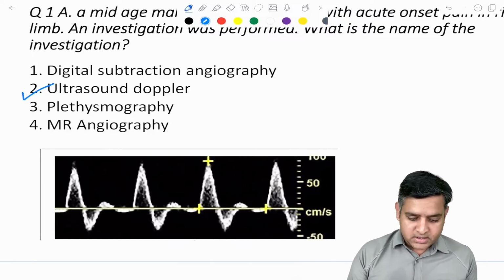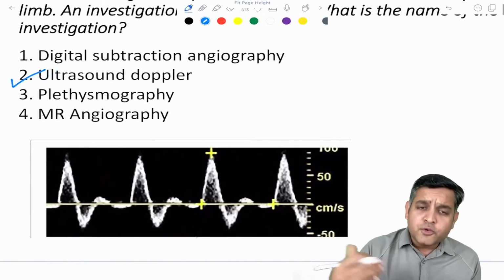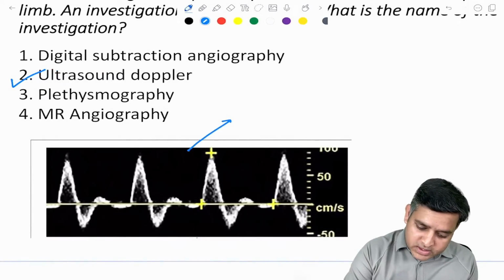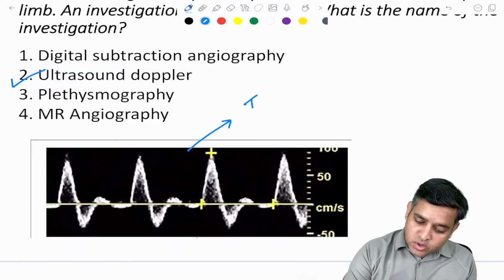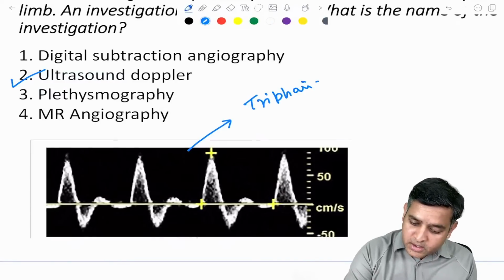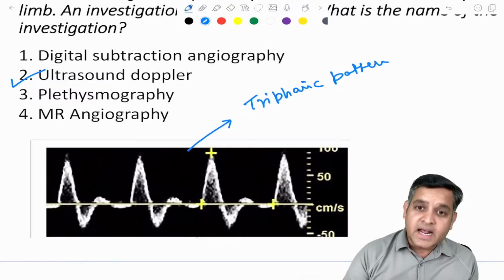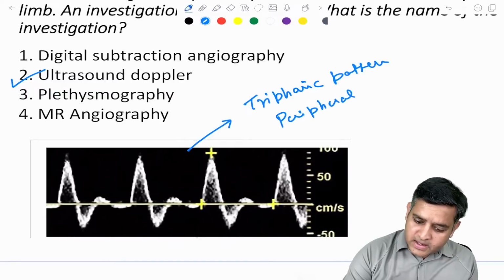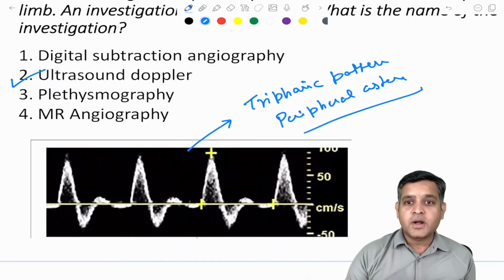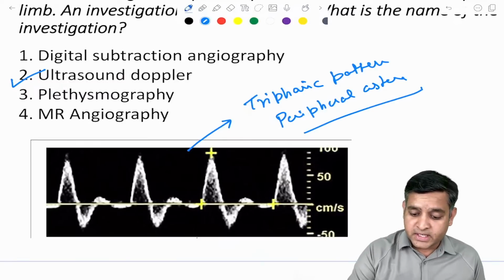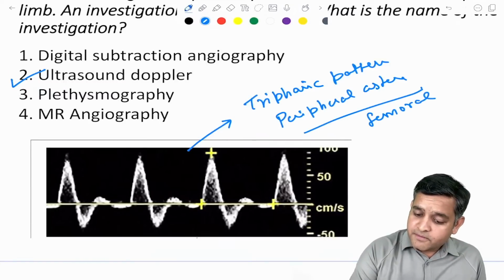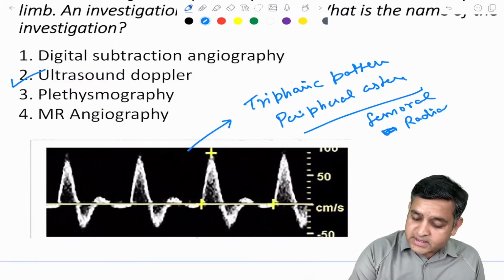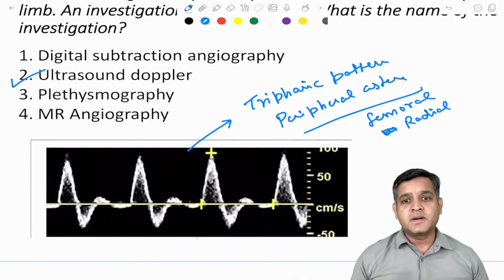In the future exam, please expect a much bigger question than this. The examiner will ask you what is the name of this pattern. This is called the triphasic pattern of Doppler. Remember that, triphasic pattern. And the triphasic pattern is a normal pattern for which vessel? It is a normal pattern for a peripheral artery. What are the examples of peripheral arteries? Femoral artery, radial artery, any artery that is supplying the upper and lower limb is a peripheral artery.